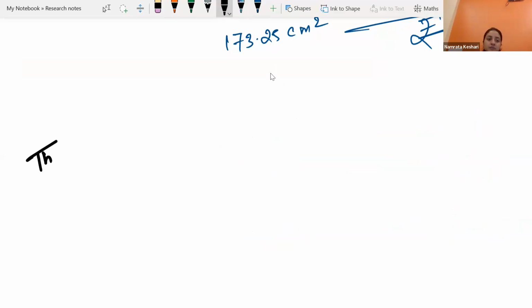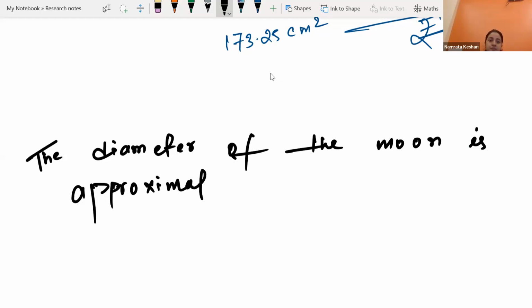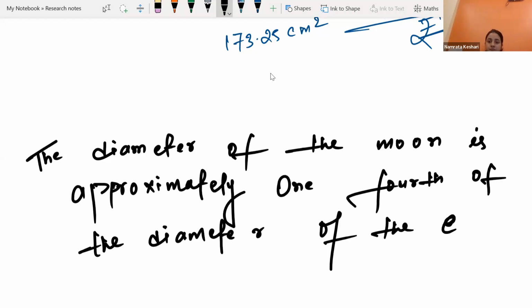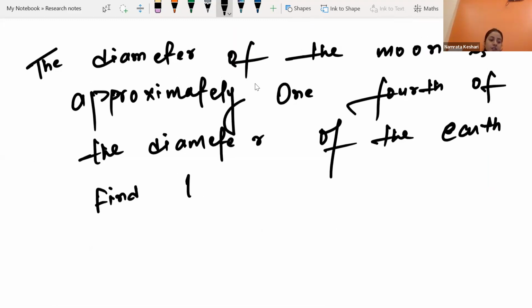The diameter of the moon is approximately 1/4 of the diameter of the earth. Find the ratio of their surface area.